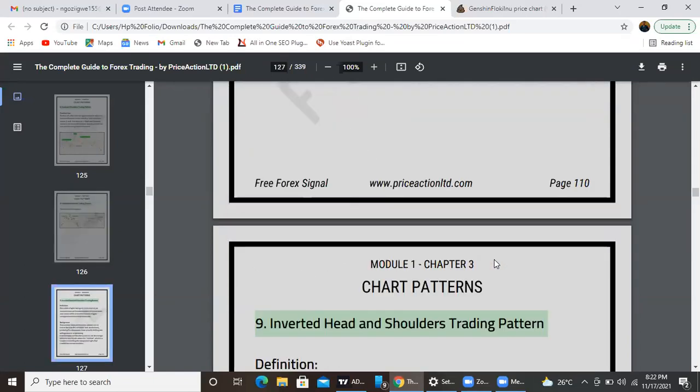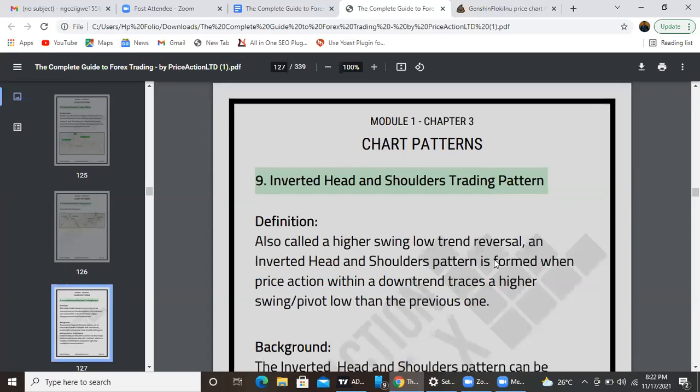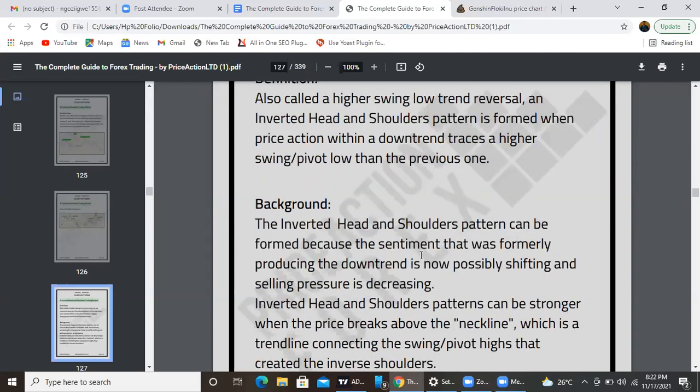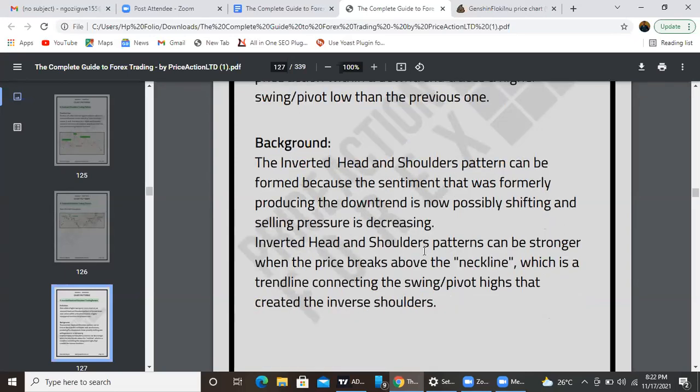Let's talk about the inverted head and shoulders trading pattern, also called a higher swing low trend reversal. An inverted head and shoulders pattern is found when price action in a downtrend makes higher swing pivot lows than the previous low. The pattern can be found because the sentiment that was formerly producing the downtrend is now possibly shifting and selling pressure is decreasing. The pattern can be stronger when the price breaks above the neckline, which is a trend line connecting the swing pivot highs that created the inverse shoulders.